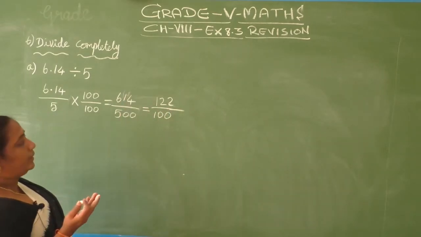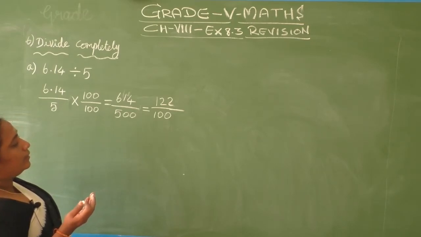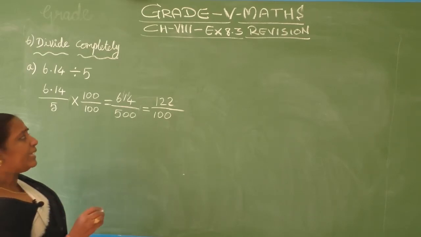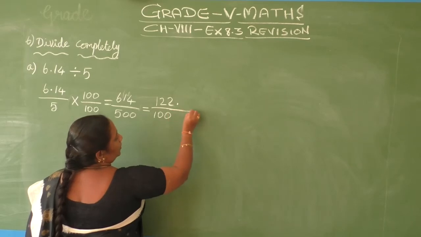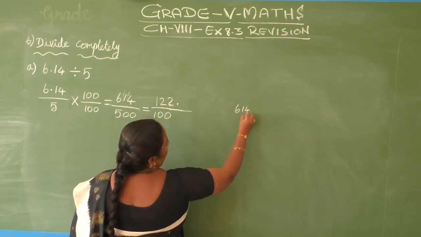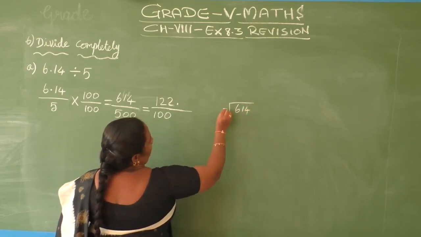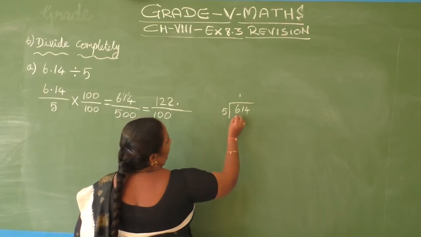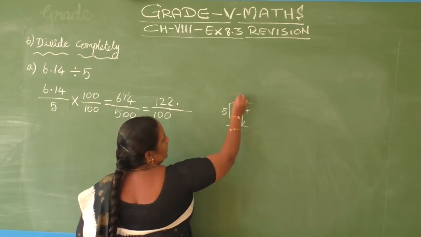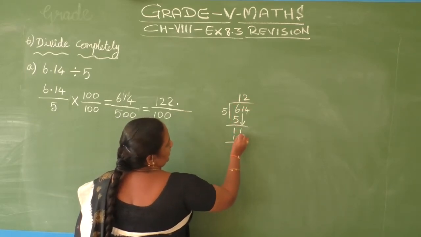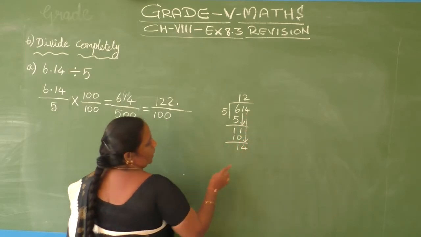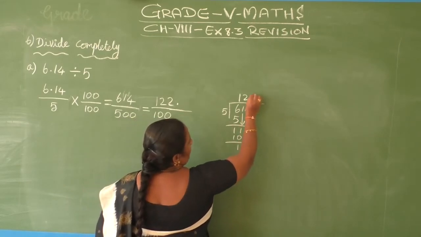Whenever your dividend is smaller than your divisor, what do you have to do? Keep the decimal point and add 0. If you know or not, otherwise I will do the division sum here. Just listen. 614, I take by 5 table. So 1 5 is 5, subtracted means 1. Then you take the next number. Now you have 11. So 2 5s are 10. Again subtracted means 1 only. Here 1 minus 1 is 0, no need. Then you bring down the next number 4. Now you have 14. So how many times will it come? 2 5s are 10.